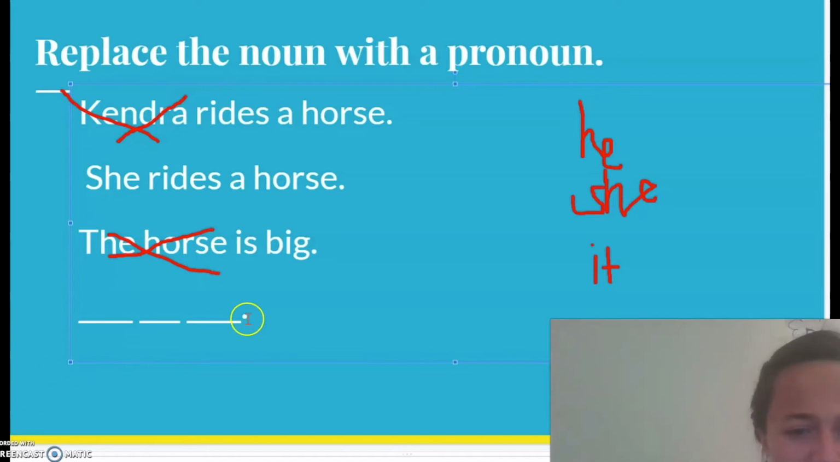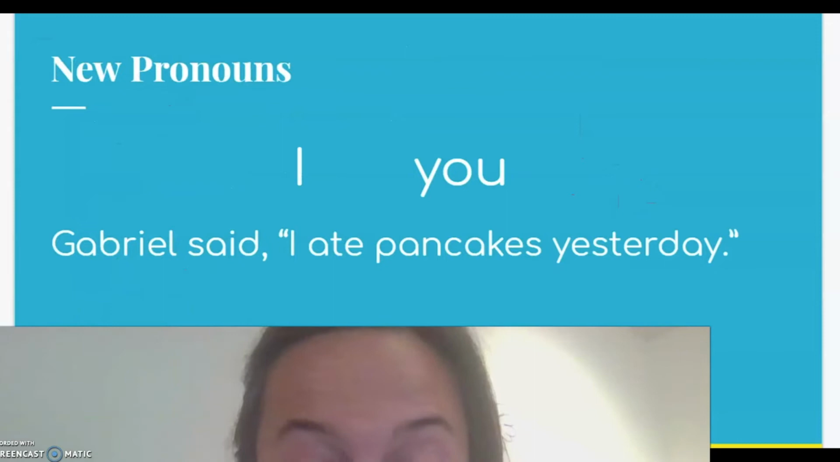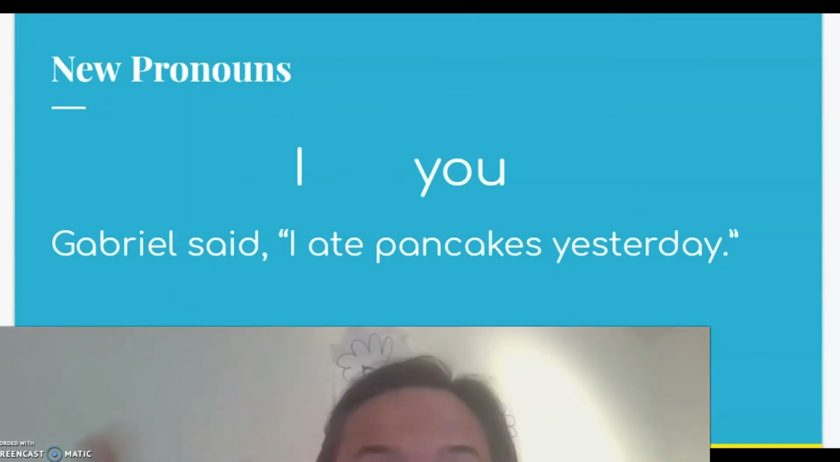So since it doesn't say, we can use the word it. It is the word that can replace general nouns when they're not specifically a girl or a boy. It's just it is big. It is big. Awesome.